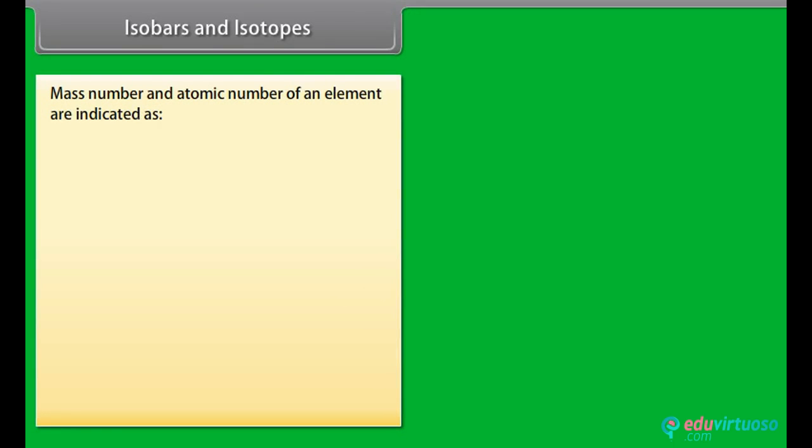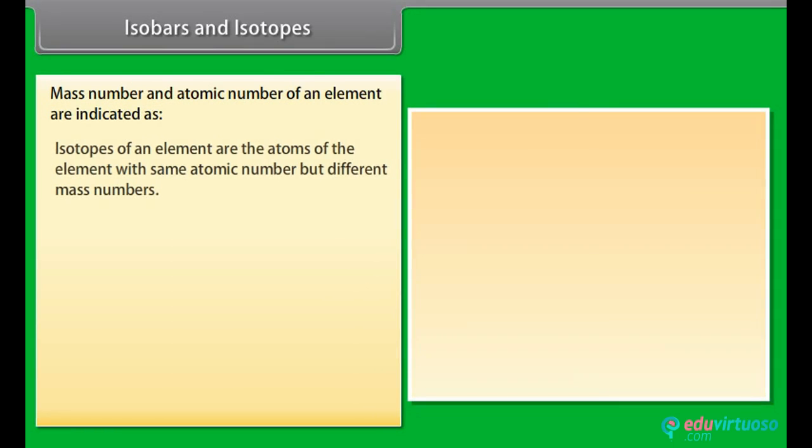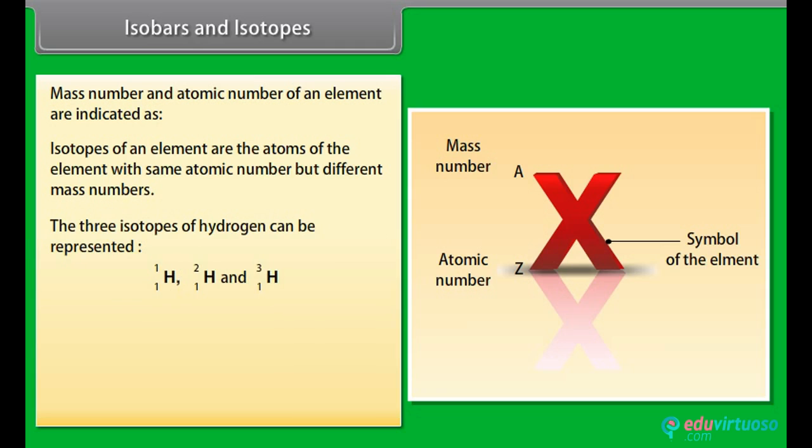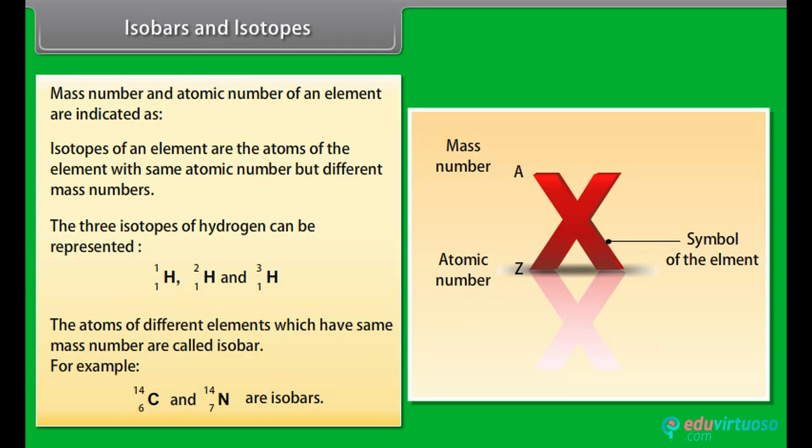Isobars and isotopes. Mass number and atomic number of an element are indicated as shown. Isotopes of an element are the atoms of the element with same atomic number but different mass numbers. The three isotopes of hydrogen can be represented. The atoms of different elements which have same mass number are called isobars.